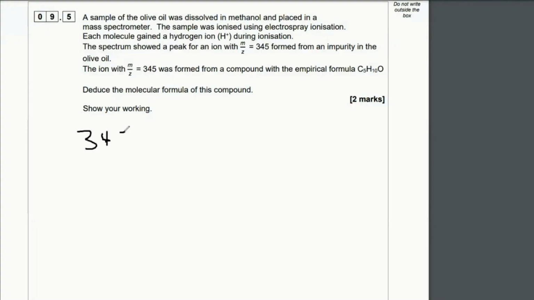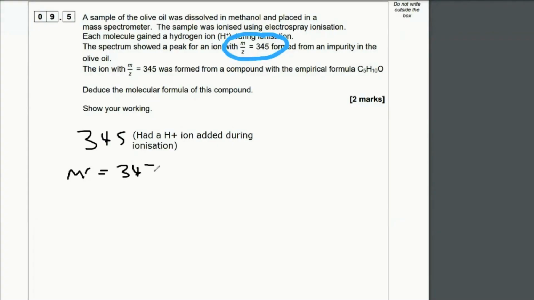Okay, so we need the molecular formula of this compound. Well, we're going to need the Mr, and 345 is the m/z ratio, which is equivalent to the Mr. However, it had a hydrogen ion added because it was electrospray ionization. So to find the Mr, we need to do 345 minus that hydrogen ion, which has a mass of 1 because it's a proton, equals 344. So 344 is the Mr of our impurity.